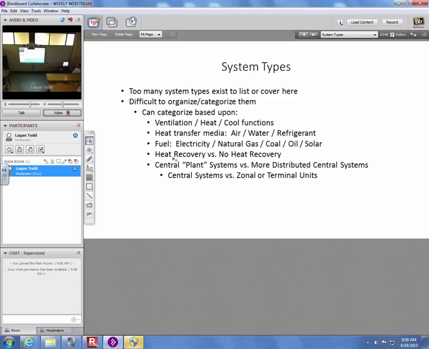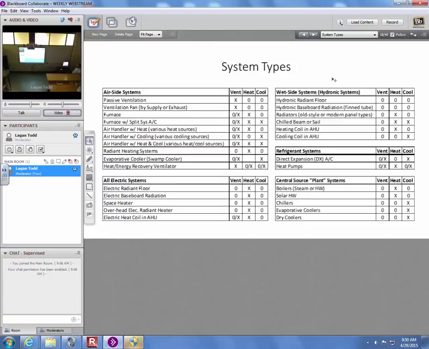So is it the main one boiler in the building? Is it one of several air handlers that have hot water coils in them, or is it individual radiators out in each room? What kind of system are we talking about? Okay, so here's one attempt at listing out some different systems and categorizing them.